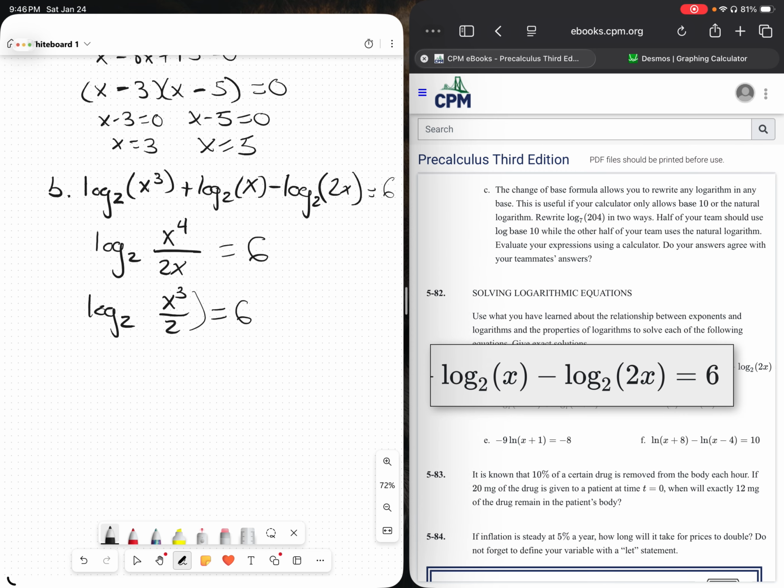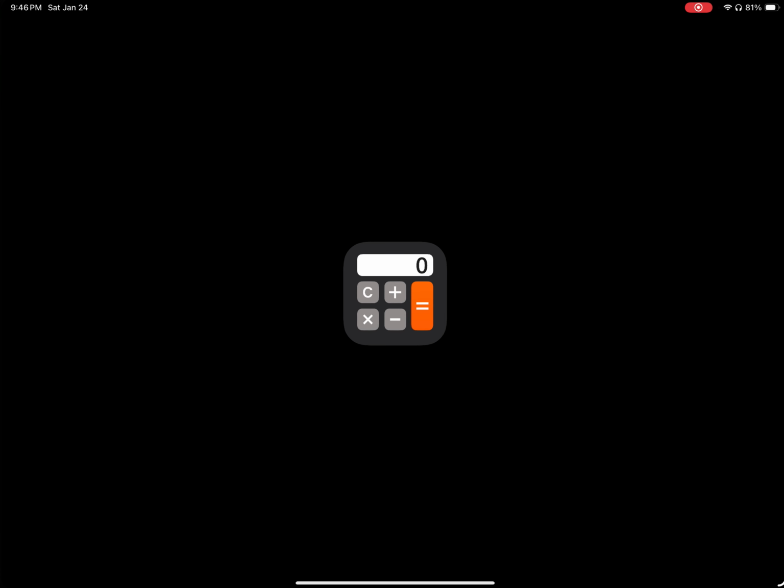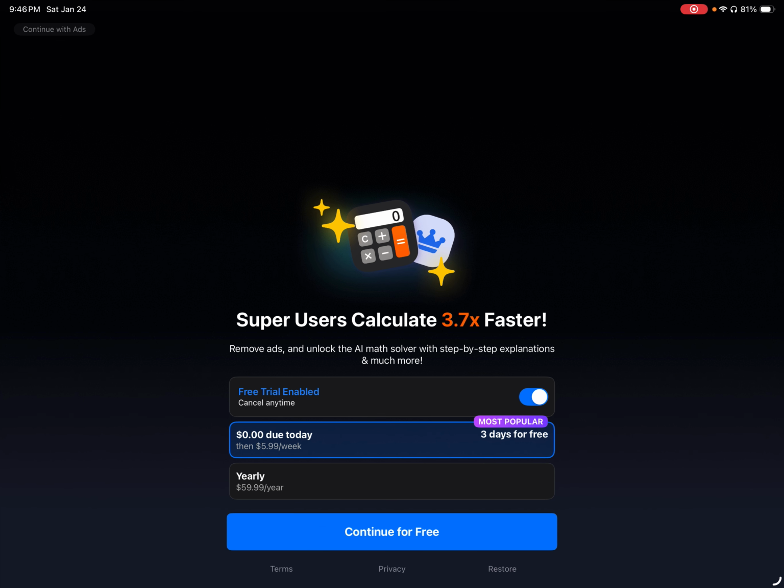Well, because this is all inside here, we're just going to change this to exponential. So 2 to the 6th power equals x to the third over 2. Let's do some math here. So 2 to the 6th. If you have your calculator, this is where you can use it, but you can still do these in your head.